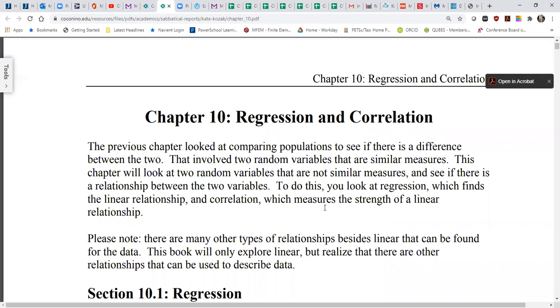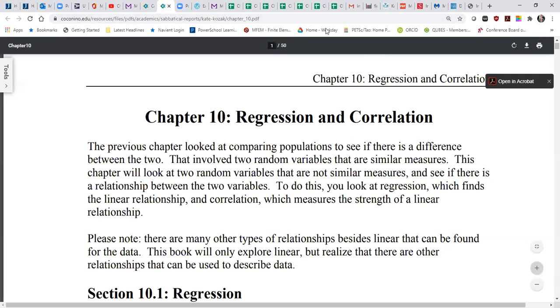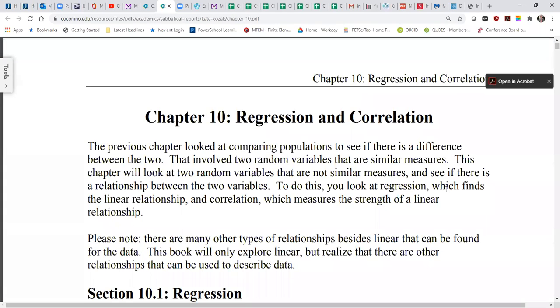So regression is looking for the linear relationship, and correlation is looking for how strong the linear relationship is. But you have to remember, there are actually many kinds of relationships, but in this chapter we only discuss the linear relationship.